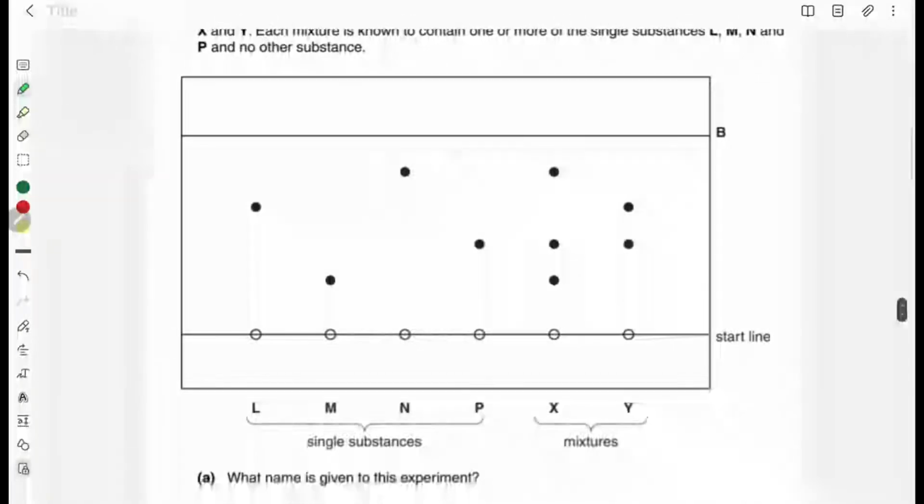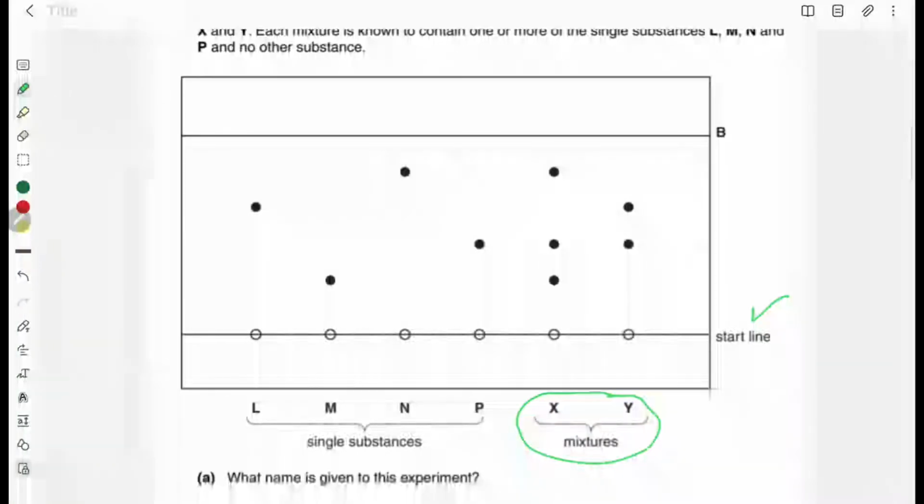So we are provided with X and Y, and we have to detect whether L, M, N or P are present in the mixtures or not. So we take drops of the single substances as well as the mixture, and this is the starting line, and we use a capillary tube or dropper to collect the dot.